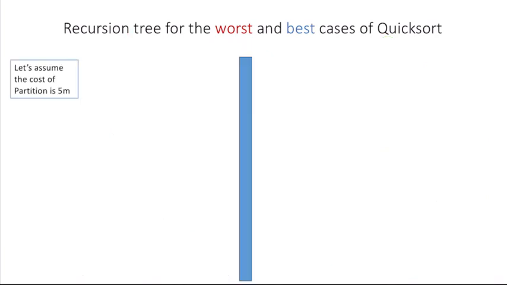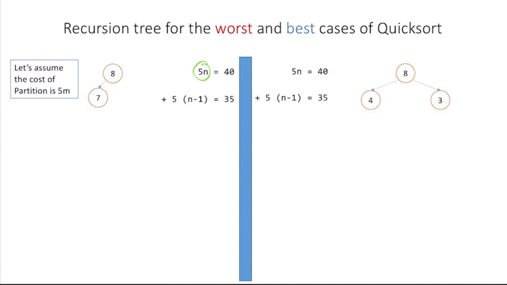If you want some concrete numbers on this, let's assume that the partition cost is 5m, and let's say that we have 8 elements. Well, that would mean if we have 8 elements and we're calling partition on it, we're doing 40 computations. And in our worst case tree over here on the left, we now have n-1 elements, so we're going to call partition, which is 5m, where m is n-1 here, 35 units of work. And it's the same on the right-hand side. So if you notice, we do 40 here, 35 here, 35 here, because we still have the same number of elements.